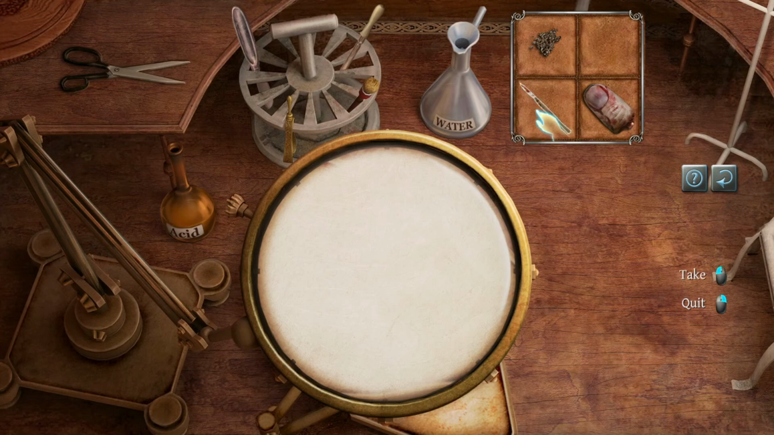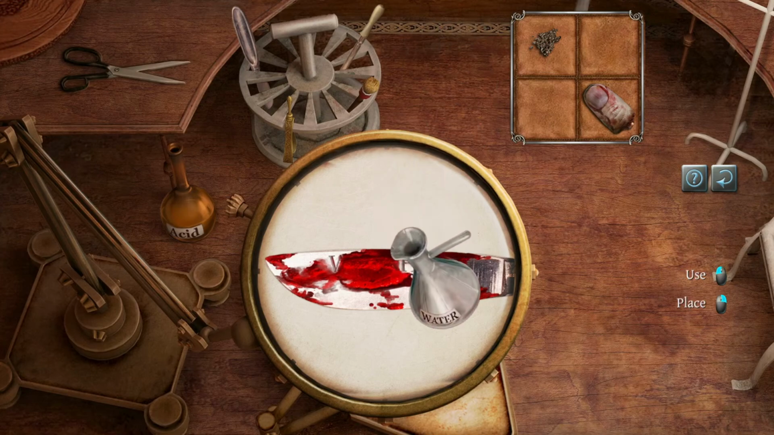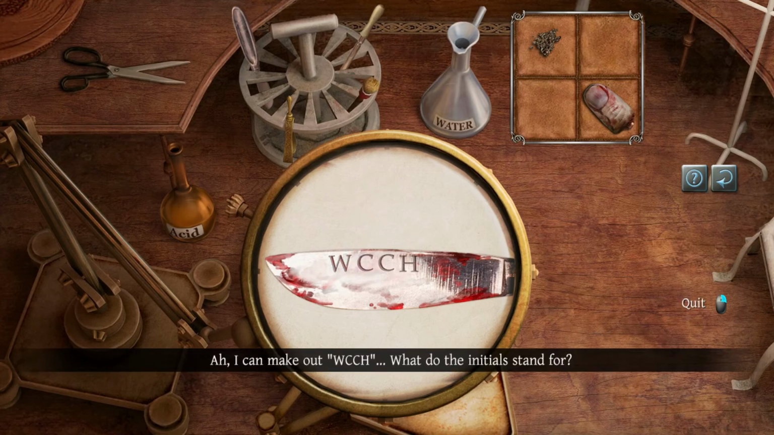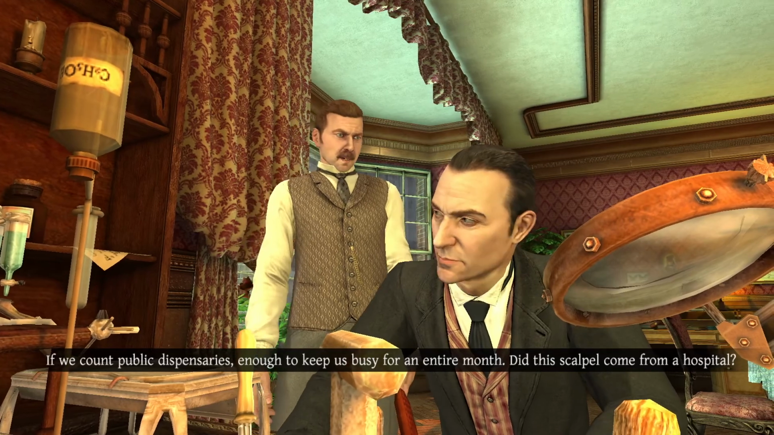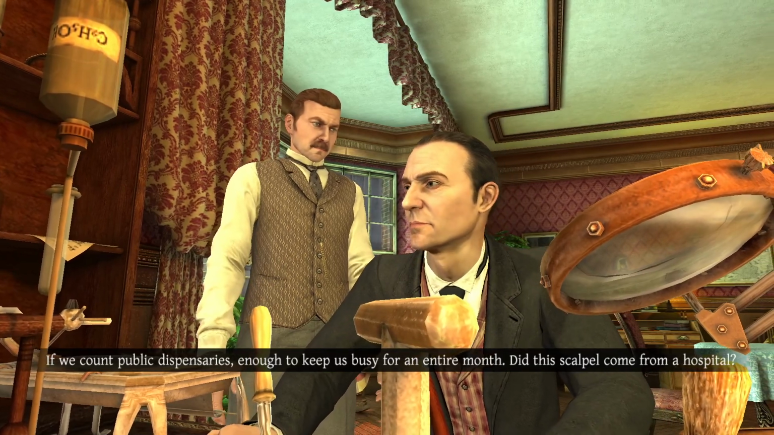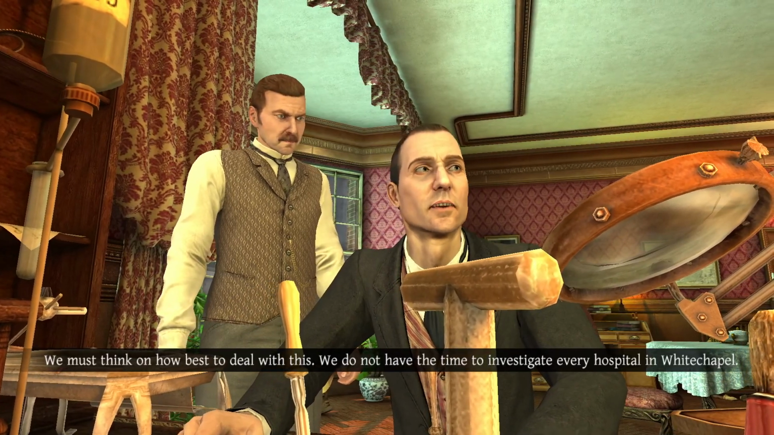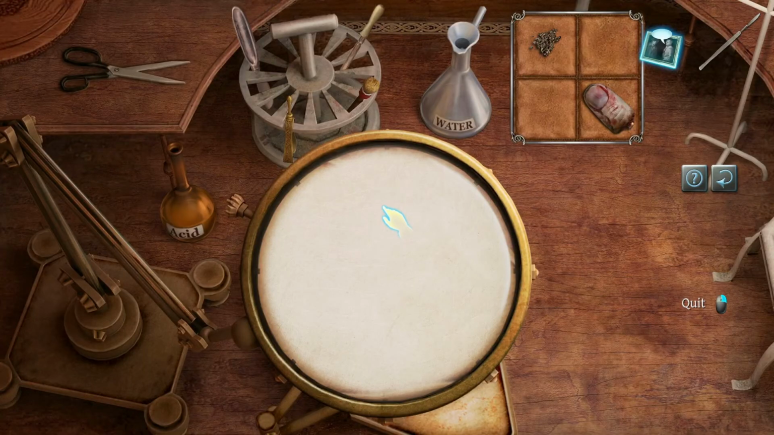Okay, there is something written on this scalpel. I should clean it. Well, probably water now. I can make out WCCH. What do the initials stand for? How many hospitals are there in the Whitechapel area, Watson? If we count public dispensaries, enough to keep us busy for an entire month. Did this scalpel come from a hospital? Yes, as the initials WCCH engraved upon it show us. We do not have the time to investigate every hospital in Whitechapel. So we have to find that out.